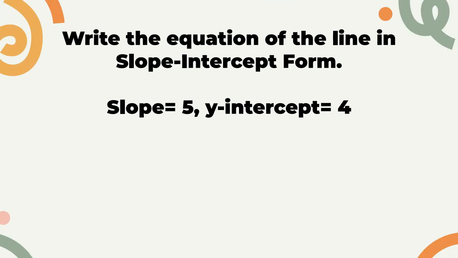So we are asked to write the equation of a line in slope-intercept form, and we are told that the slope is 5 and the y-intercept is 4. Remember that the slope is m and the y-intercept is b, and the slope-intercept form is y equals mx plus b. So the equation of the line would be y equals 5x plus 4. How easy is that?